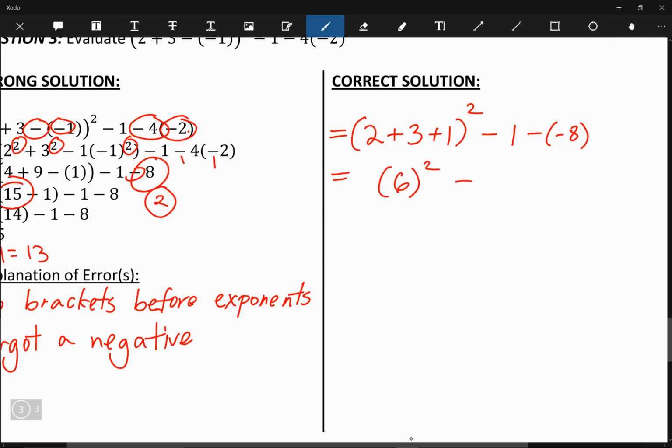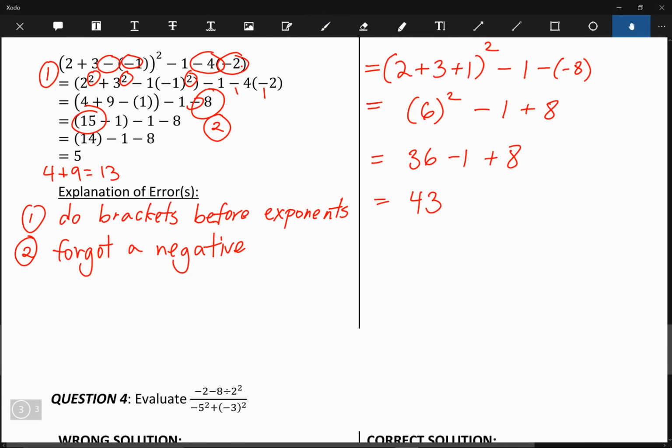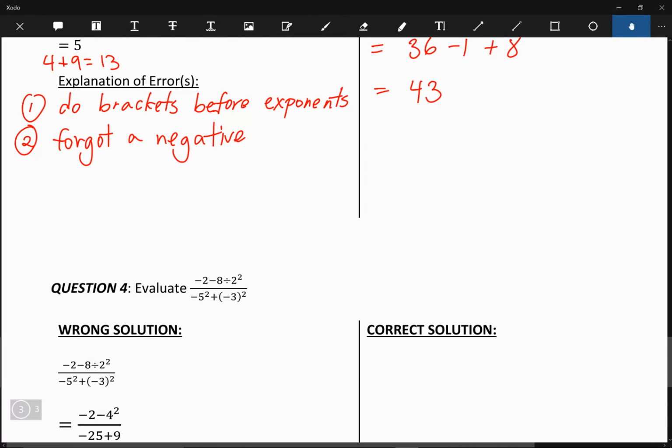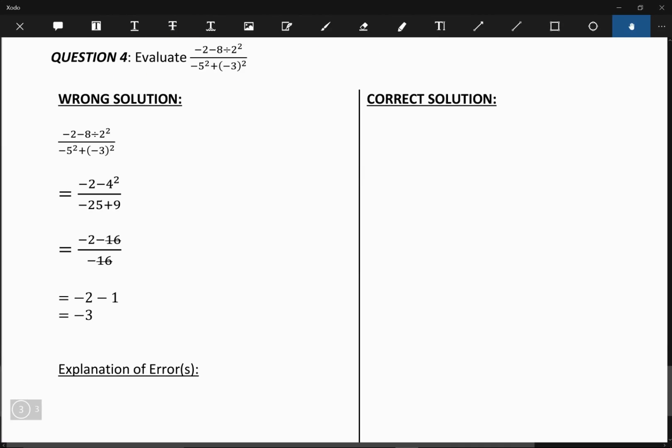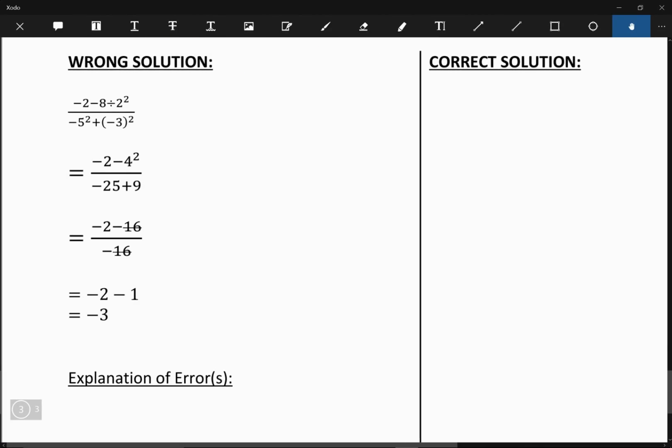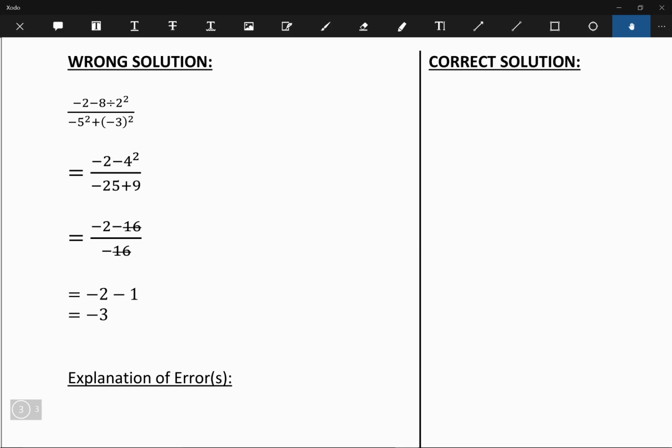And then I have minus 1, and double negatives make plus 8. Okay. 6 squared is 6 times 6, which is 36. And then I have minus 1. Then I have plus 8. And when I subtract and add these numbers, I should get an answer of 43. Check this on your calculator. Okay, one question left to go. Question number 4. Have a look, take a moment, pause the video, and see if you can spot the errors. There's only 2 this time.